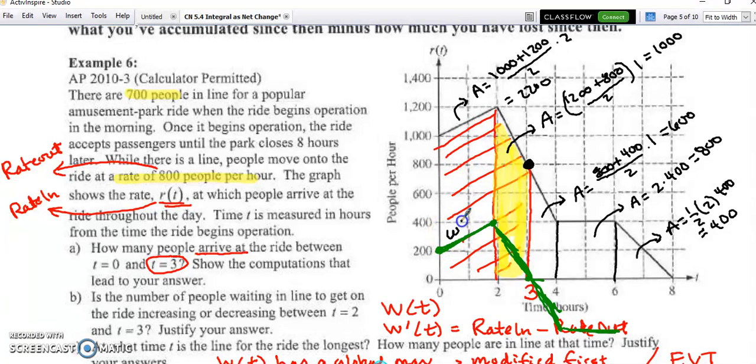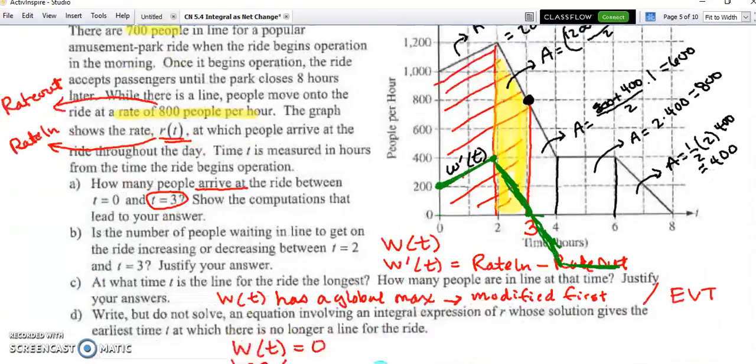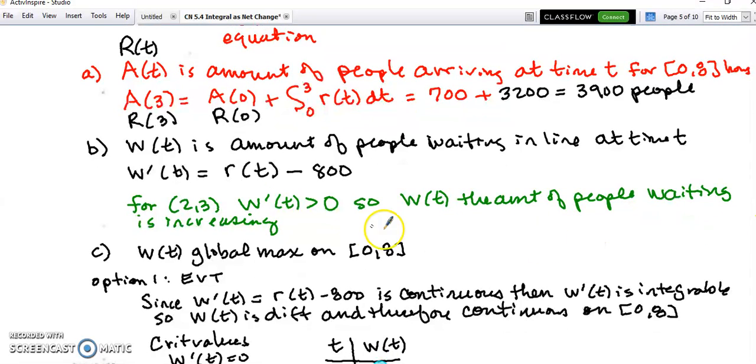This right here would be W prime of t. Coming here, I just subtracted 800. Clearly, looking at the graph, that W prime of t, when you subtract 800 from your rate, is going to be positive. And so in my justification, I just said for the interval 2 to 3, W prime of t is positive, so W of t, the amount of people waiting, is increasing at that point.